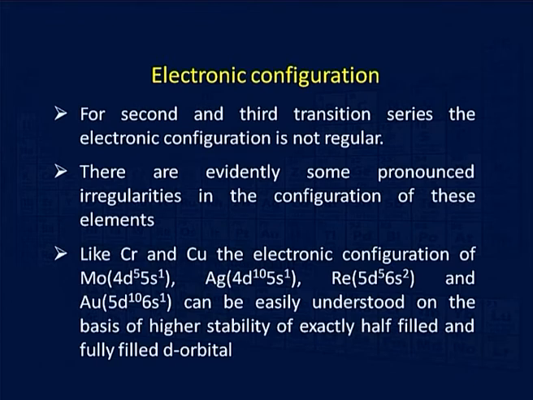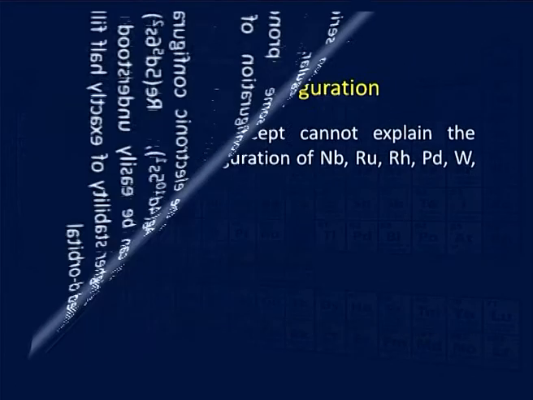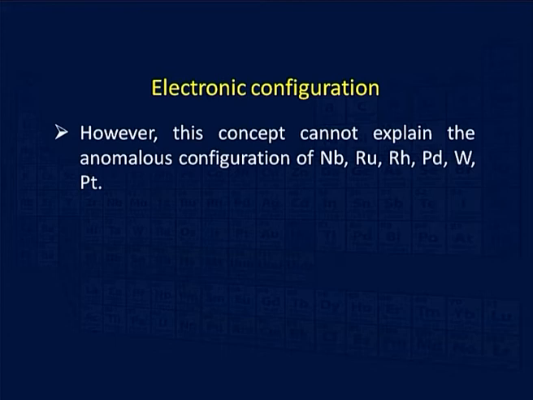Like chromium and copper, the electronic configuration of molybdenum, silver, rhenium and gold can be easily understood on the basis of the higher stability of either exactly half-filled or fully filled d orbitals. In all these cases, the d orbital is either completely half-filled or fully filled, and therefore this electronic configuration can be understood. However, this concept cannot explain the anomalous electronic configuration of niobium, ruthenium, rhodium, palladium, tungsten and platinum.